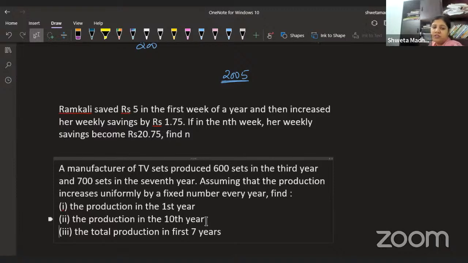A TV manufacturer produces 600 sets in the third year and 700 sets in the seventh year. That means in one particular year, he has produced 700 sets. Assuming that production increases uniformly at a fixed number every year, that means every year's production is in AP. Find the production in the first year.